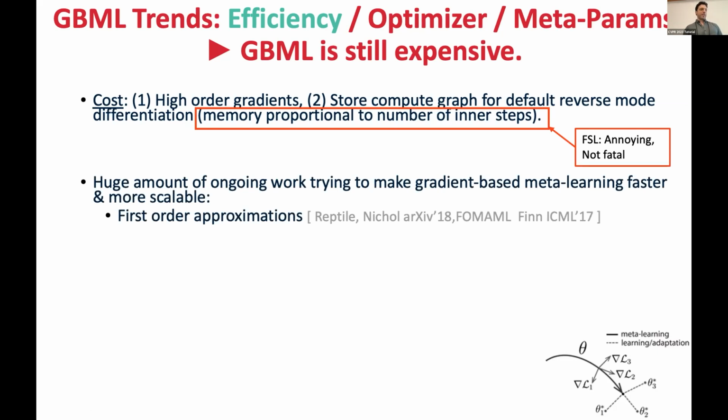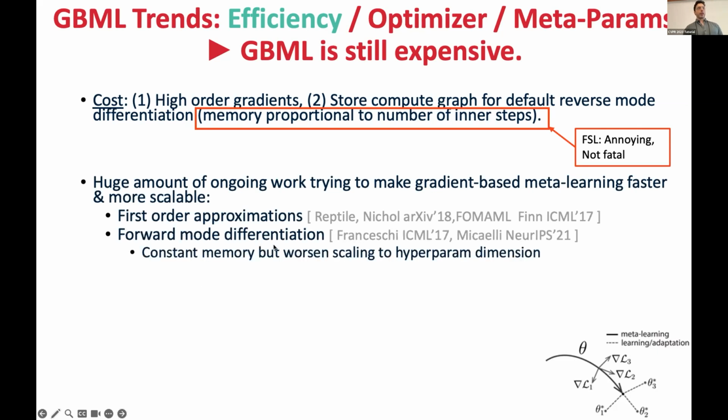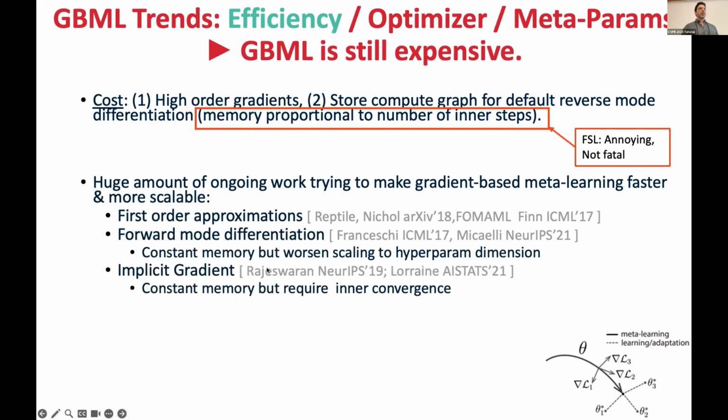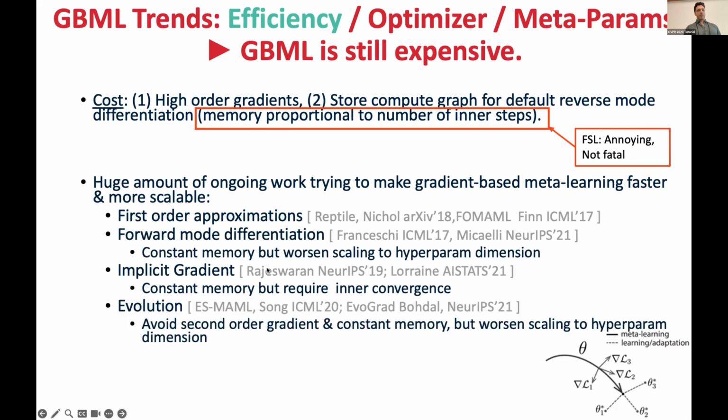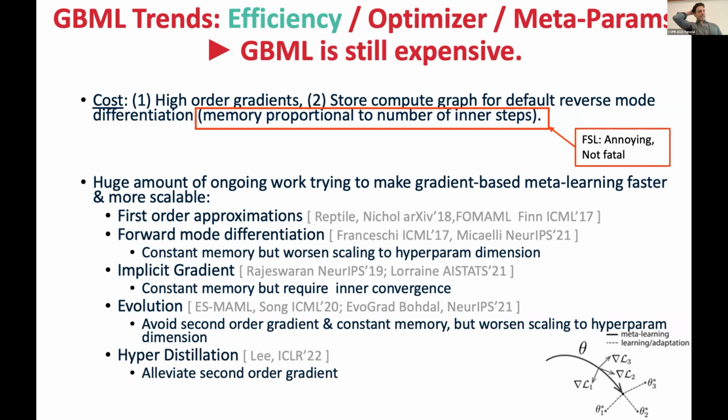So then there's a whole bunch of things people have been doing: first order approximations to alleviate the high order gradients, doing forward mode differentiation rather than reverse mode differentiation to reduce the memory consumption, doing implicit gradient to reduce the memory consumption, replacing the outer loop optimizer from gradient descent to evolution, which also removes the second order gradients, because you no longer have derivatives of derivatives, or even things like distillation to remove the high order gradients. So basically a lot of different things people have been doing to try and make this stuff faster and reduce the memory consumption.